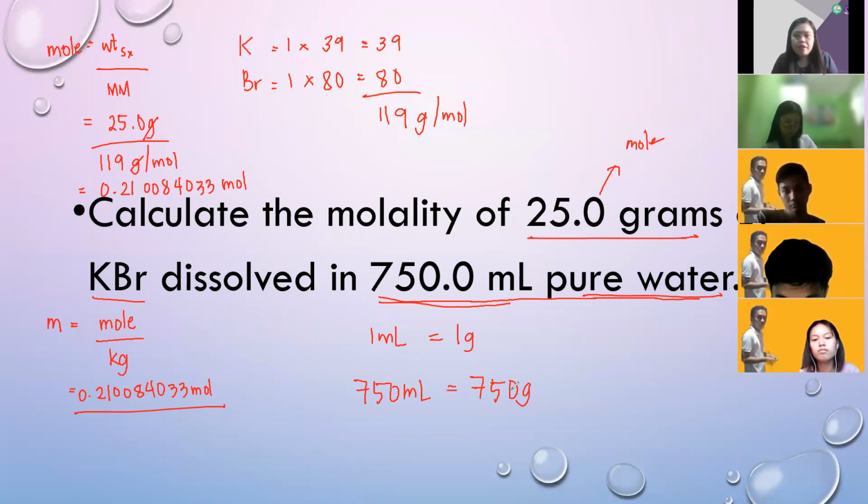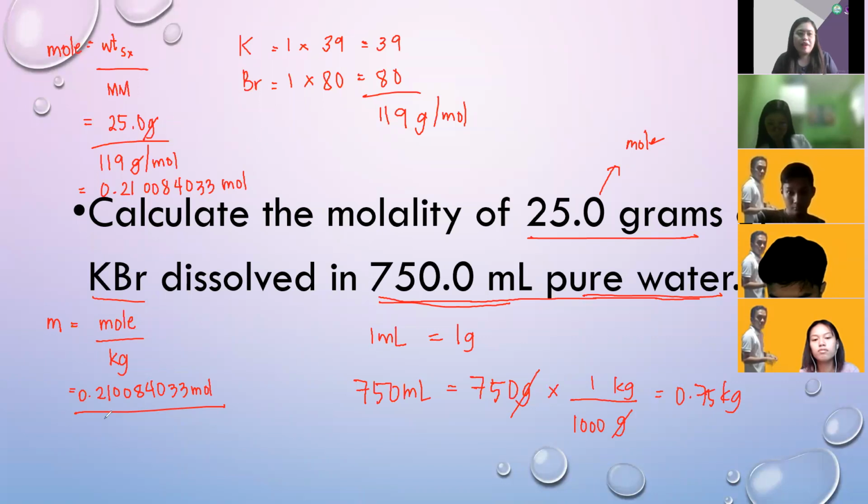Now, this 750 grams, i-convert natin into kilograms. Okay? So this is kilograms here. Grams ang sa baba para makancel natin. Now, ang isang kilogram is equivalent to 1,000 grams. So makancel natin ito. 750 divided by 1,000 is 0.75 kilograms. So we have completed now the things required to compute for molality.